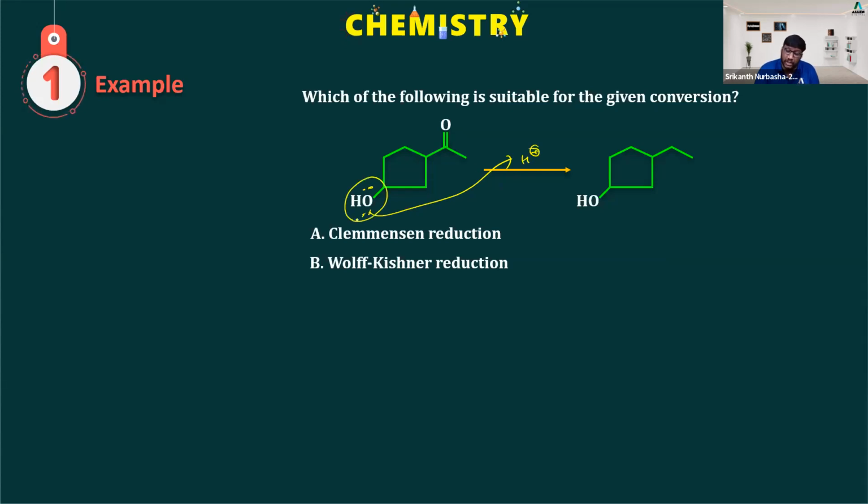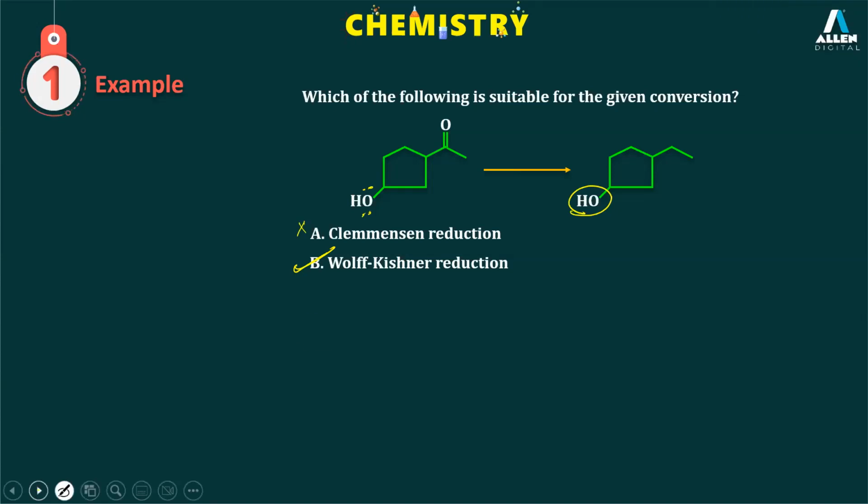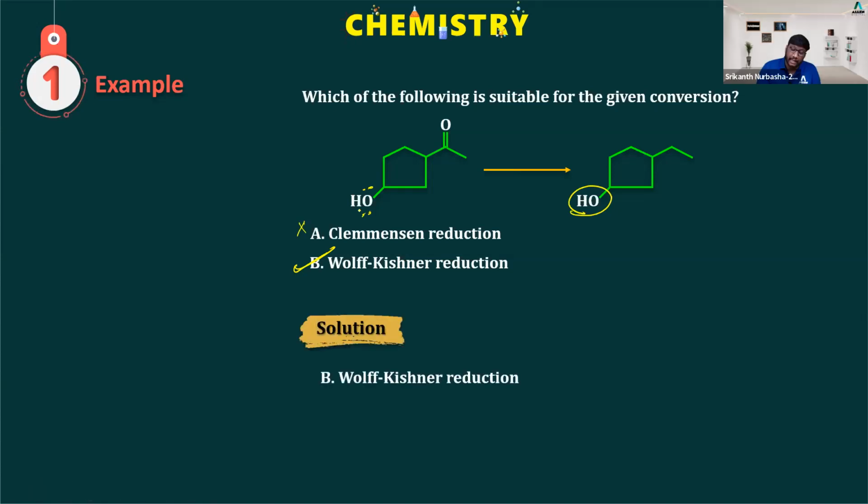OH is unaffected if you look at the conversion. If I take acidic medium like in Clemmensen's reaction, then OH will be affected, but OH is unaffected here. So Clemmensen's you should not use; Wolff-Kishner you have to use. Got it now? So OH is an acid sensitive functional group, so you are not going to use Clemmensen's reduction. Wolff-Kishner reduction you have to use.